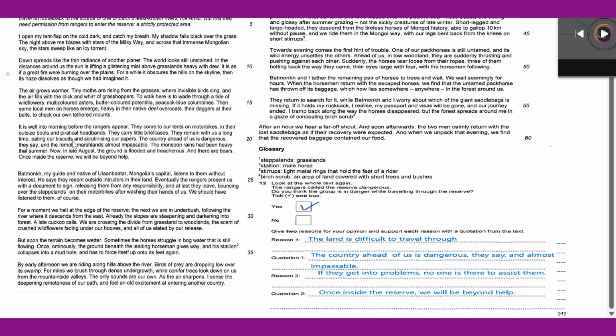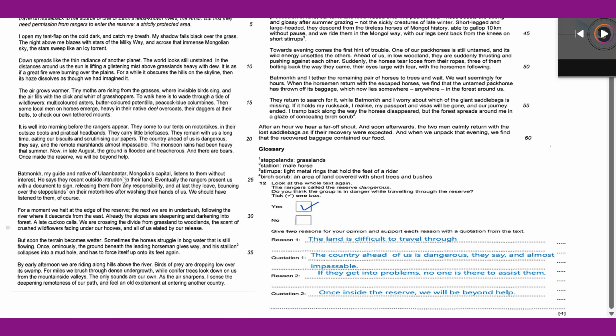Here, "the country ahead of us is dangerous, they say, and the remote marshland, almost impassable." Next, the second reason is, if they get into problems, no one is there to assist them. "Once inside the reserve, we will be beyond help." So this is the quotation here. But you may also answer no, as long as you give the correct quotation. For those who want to answer no, please write down your reason and quotation in the comment section.